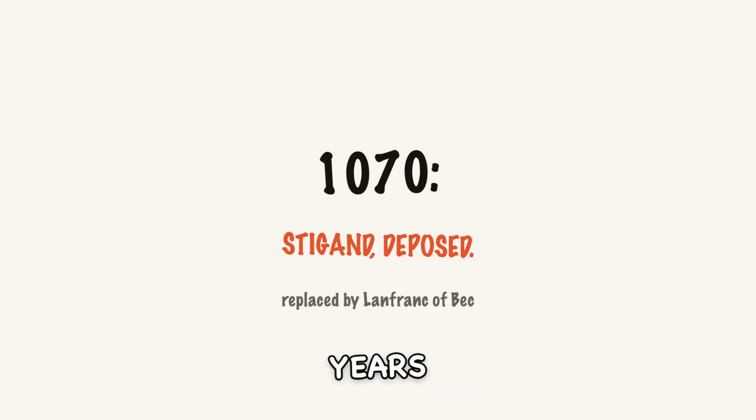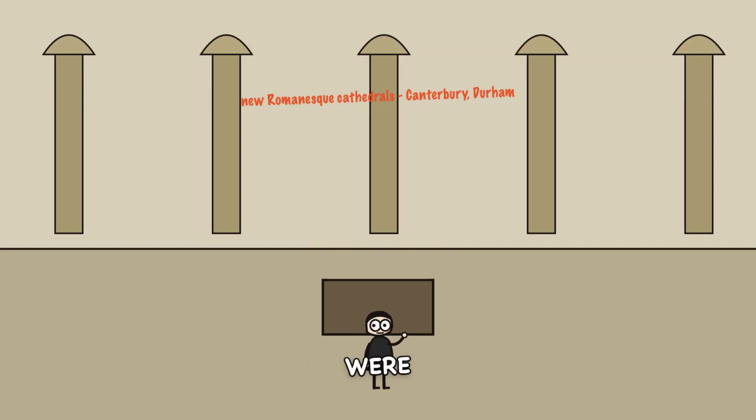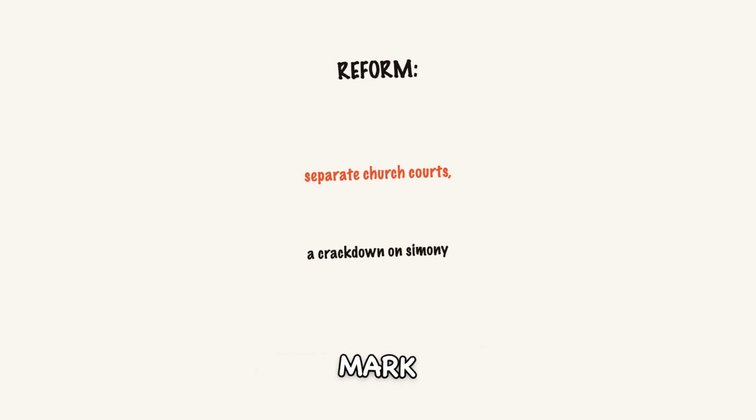Over the following years, most English bishops and abbots were gradually replaced by Norman appointees as they died or were removed, and Lanfranc pushed through genuine reforms, separating church courts from secular ones for the first time, cracking down on the buying and selling of church positions known as simony, and encouraging clerical celibacy in line with wider European reform movements. Physically, the Norman Church left an unmistakable mark.